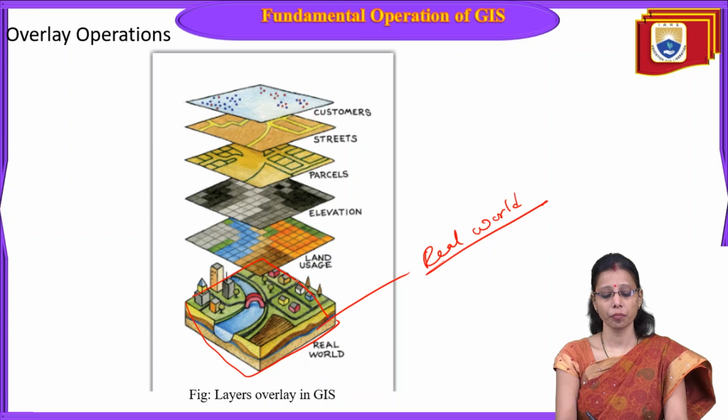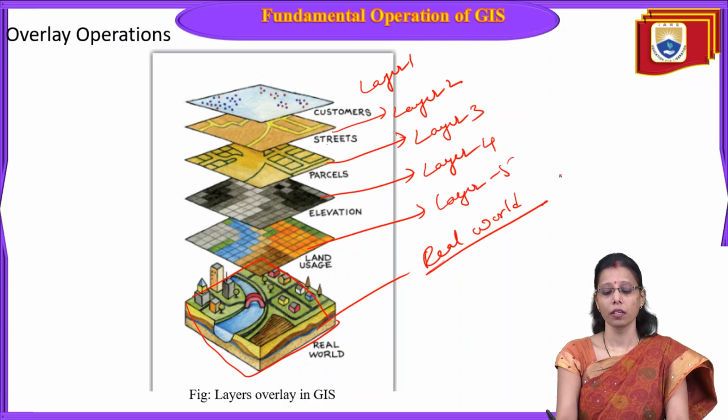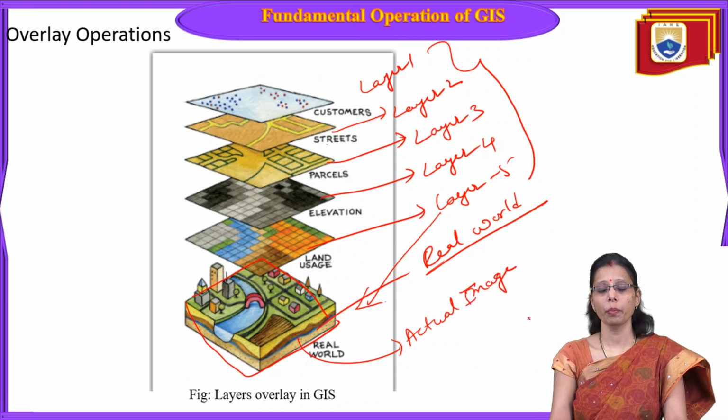This real world data is converted into different layers. So this is layer 1, this is layer 2, this is layer 3, this is layer 4, this is layer 5. So we have 5 layers here. If we club these 5 layers together, then we can get a single map. This real world data is like an actual image, formed by converting into different layers.